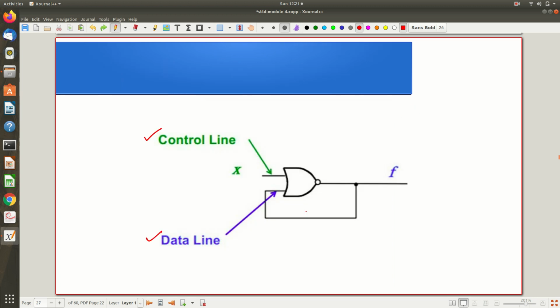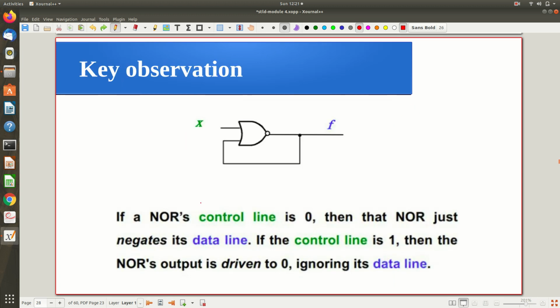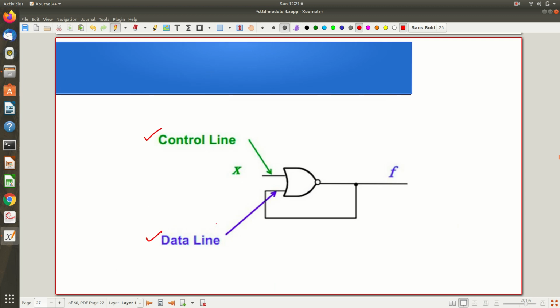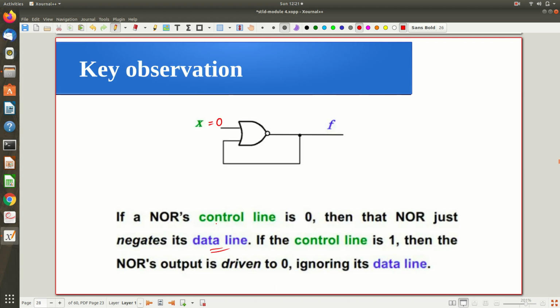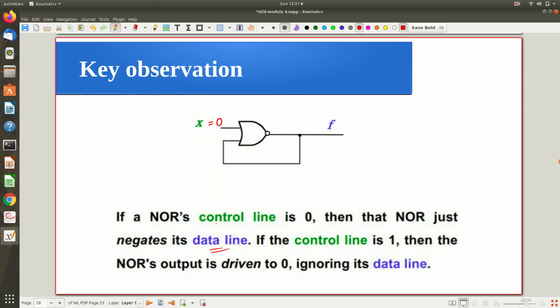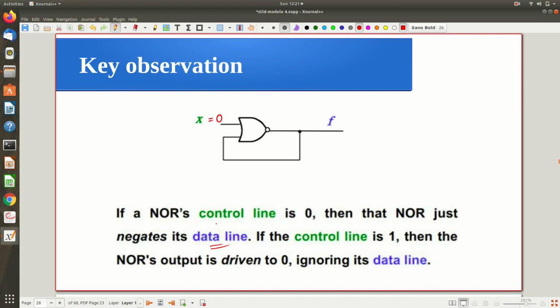So that is what is written. This is the control line, and this is the data line. If the NOR gate's control line is 0, which is the first case we observed, then that NOR gate negates the data line. We saw that ft plus 1 is equal to ft complement, so the negation is happening. When the control line is 1, which is the second case, when x is equal to 1, you can see that the NOR gate output is driven to 0, ignoring the data line. Whatever the input on the data line, it is fully ignored.